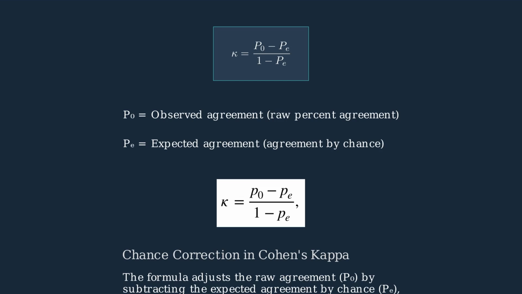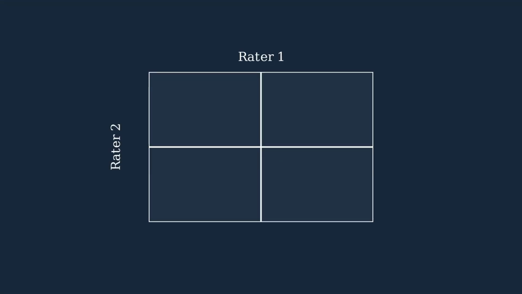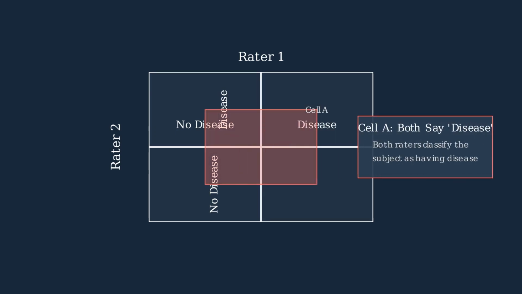To measure agreement between raters using Cohen's kappa, we start by creating a 2x2 contingency table. This table is used when two raters classify subjects into two categories. In our example, these categories are disease and no disease. Let's examine each cell in the table.